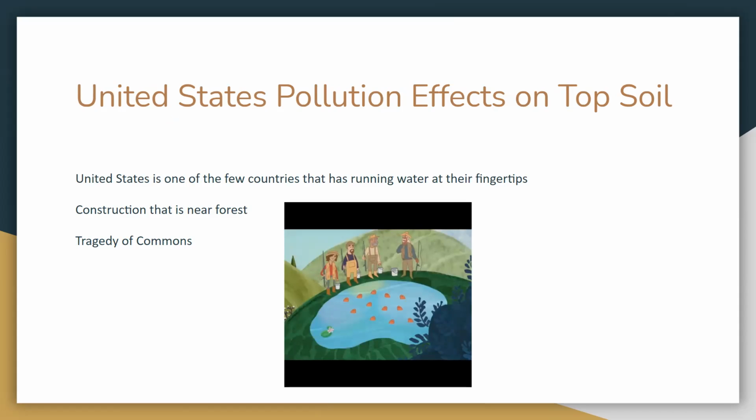United States pollution effect on topsoil. The United States is one of the few countries that have running water at their fingertips. Because of that, the amount of abundant water we have and the power of it could affect the natural soil itself. Streams and rivers can be affected because of running water in the United States, which then can dry out the soil itself.